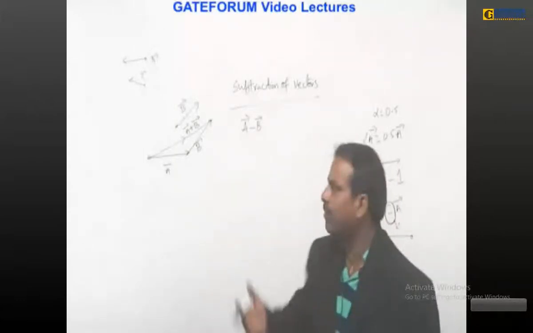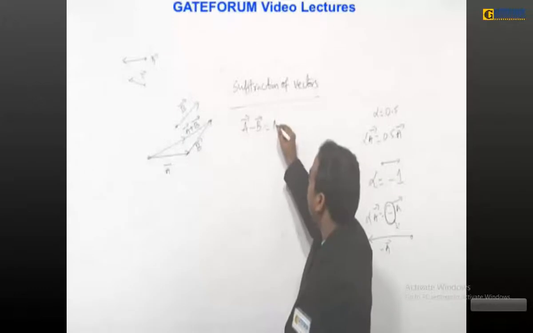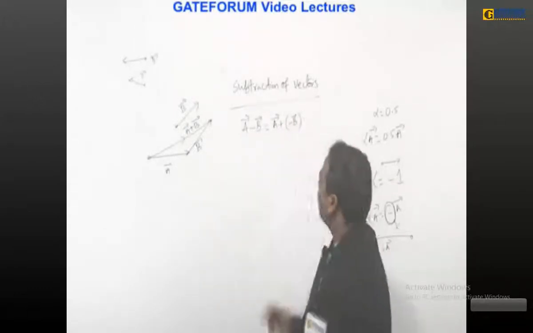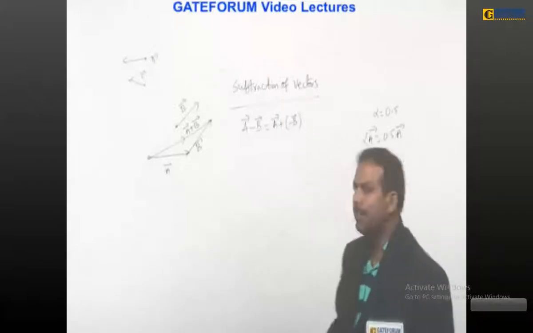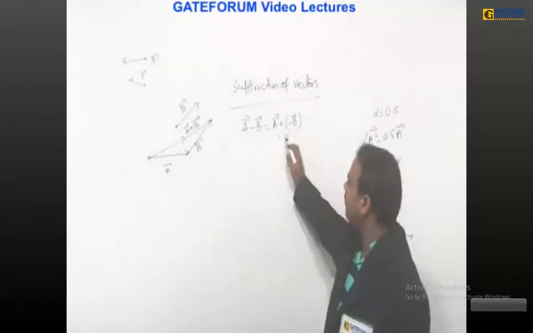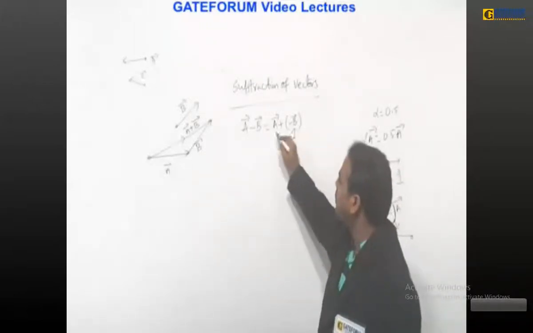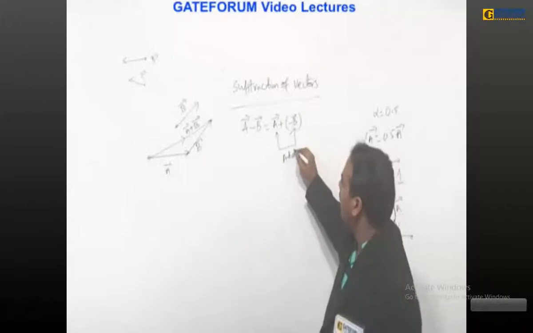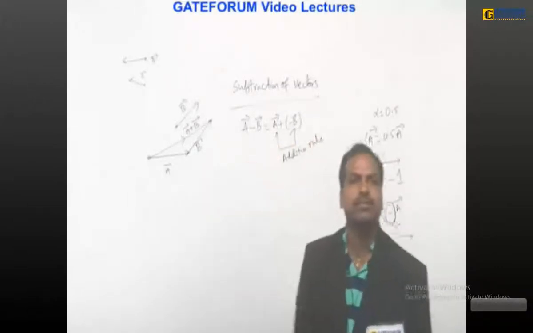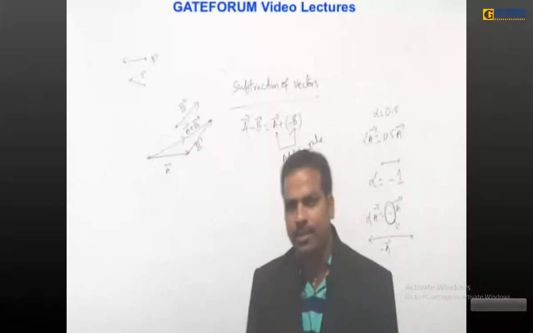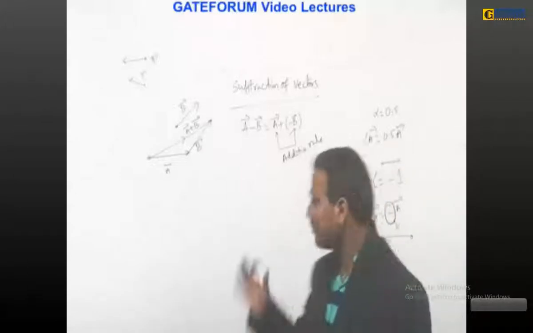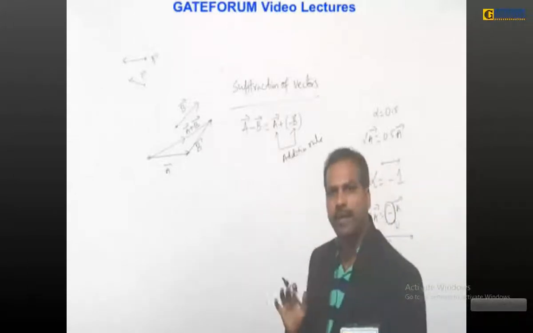So now when you consider the addition between A bar and minus B bar, that becomes A bar plus of minus B bar. That means first we get minus B bar, and then we follow the addition rule between these two. You will be getting the subtraction of two vectors. Very simple. That means the subtraction of two vectors is also obtained using addition.